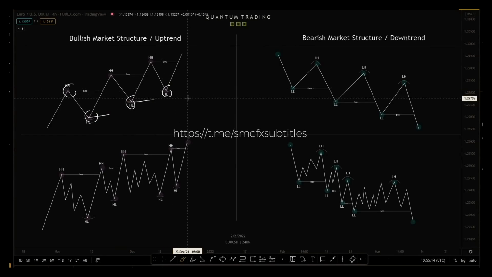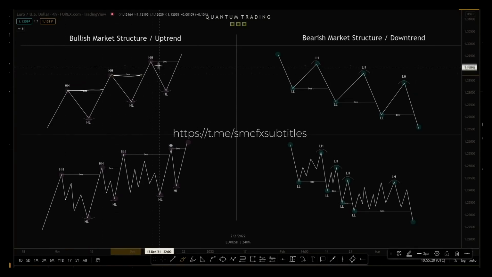And that is how we can determine whether price is in an uptrend, because we don't expect to see the higher lows get broken, and we consistently see these higher highs get taken. Now on the flip side, we have what's called bearish market structure in a downtrend, and this is where price is obviously pushing down. So what we have is what's called lower lows and lower highs within the market.